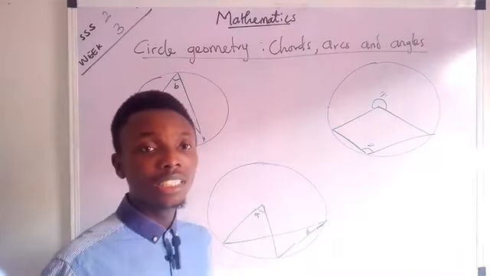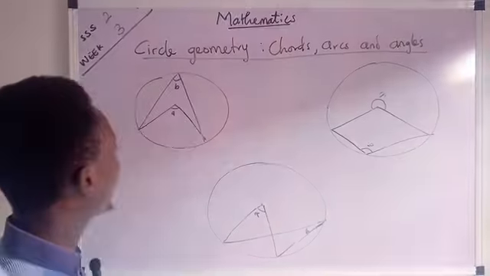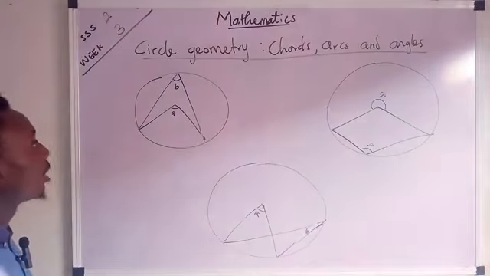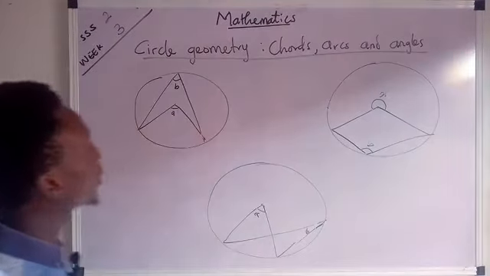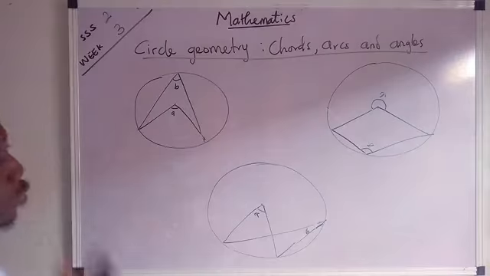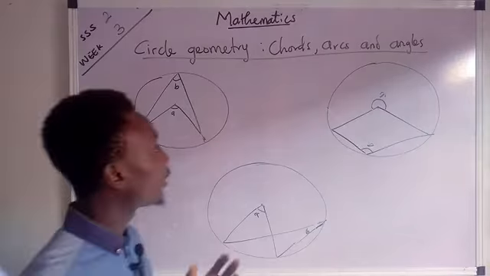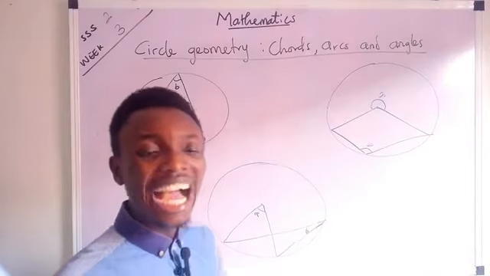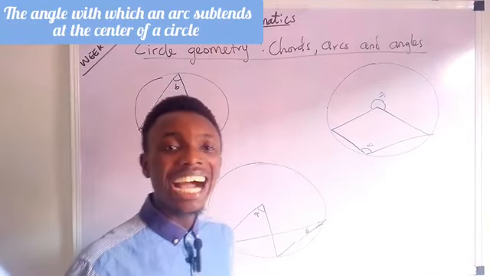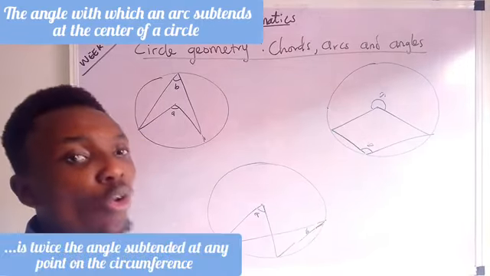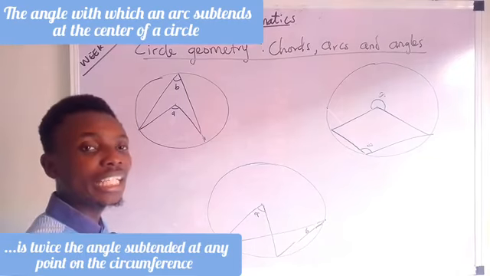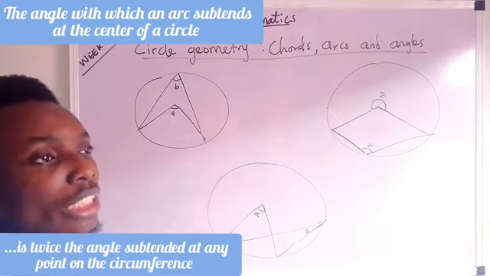We have learned the description of a circle. We have learned about the parts of the circle and their meanings. So we'll be going straight into what? The theorems that involve chords, arcs, and angles. And the first theorem says that what? The angle at which an arc is subtended at the center of a circle is twice the angle with which it is subtended on any other point on the circumference.